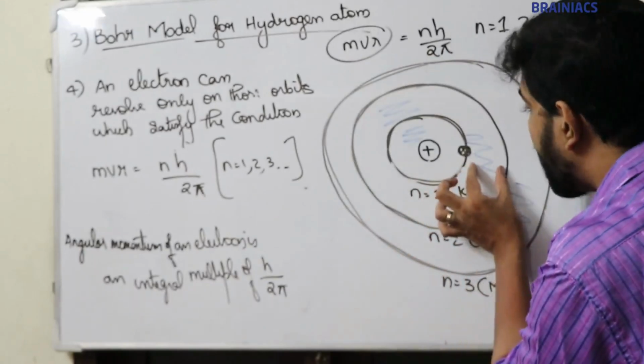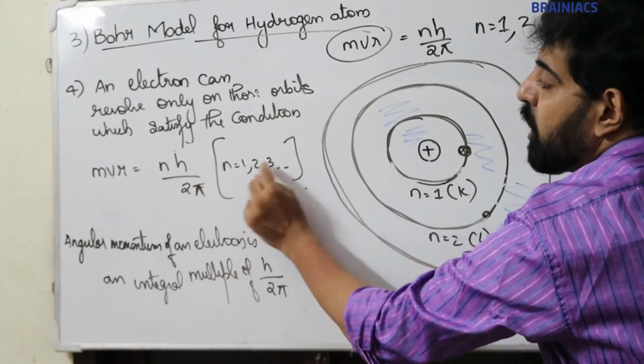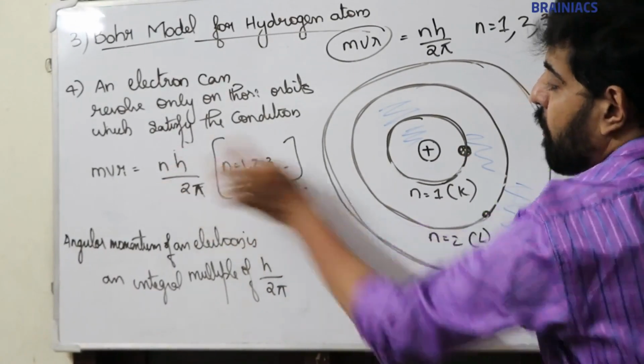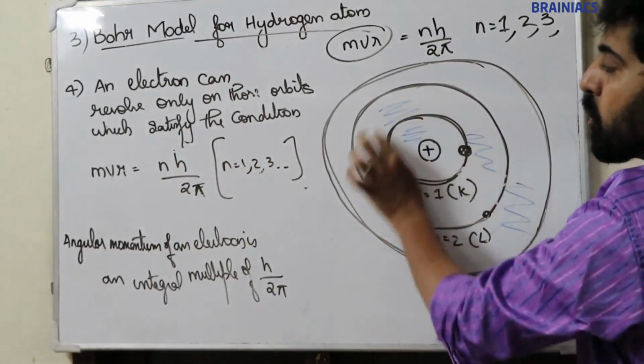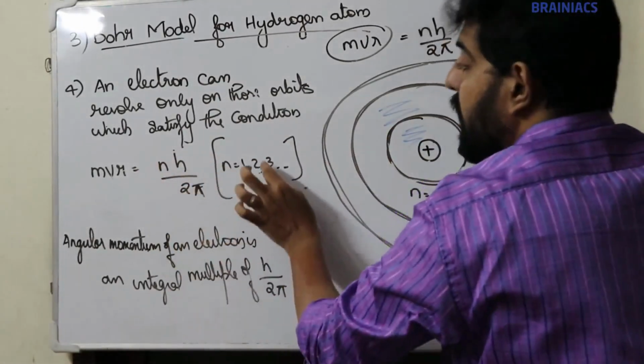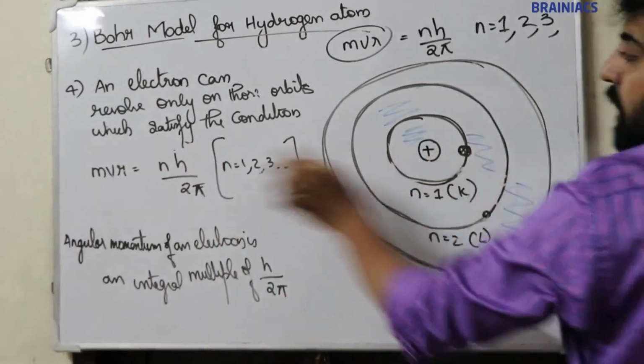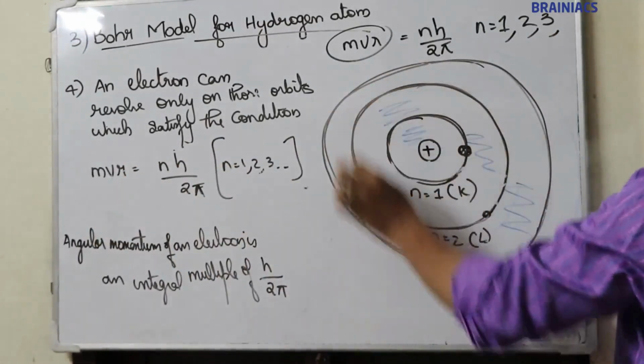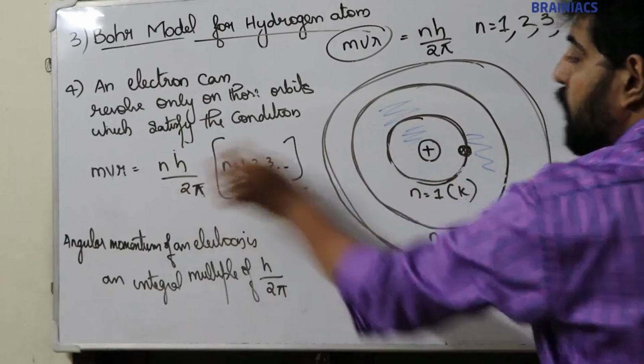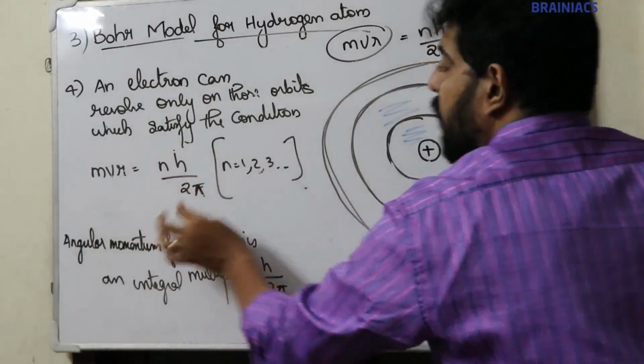They are not allowed to come here because here n value can have value 1, 2, 3, 4. 1 means here in this orbit. So in this orbit mvr is equal to nh by 2 pi. 2, that is here. In this orbit angular momentum is equal to nh by 2 pi. Here n value is equal to 3. So here mvr is equal to nh by 2 pi.